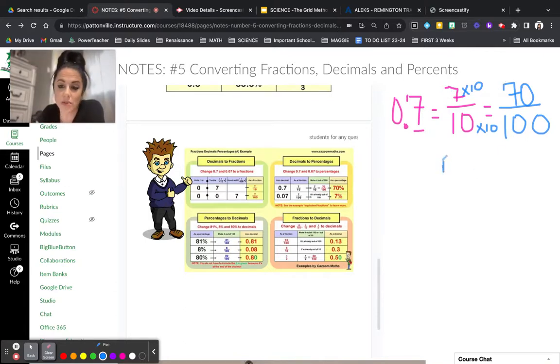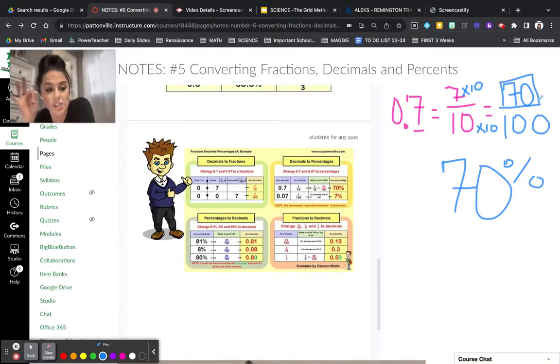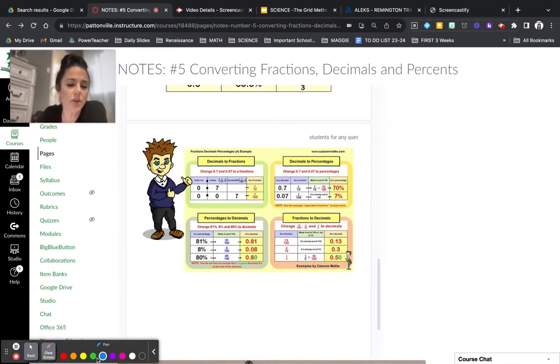And the reason why I want to know that is because any number over 100 can also be written in terms of a percent. This is 70%. As soon as you get that number over 100, that is your percent, because percents are out of 100. Okay. So let me go into the next example. So that was this guy right here, in case you're wondering where I got it. We just converted a decimal to the fraction. And then what did that mean in terms of getting it to a percent?